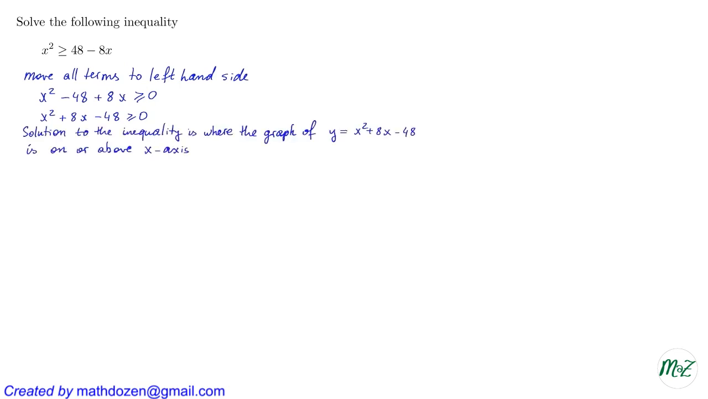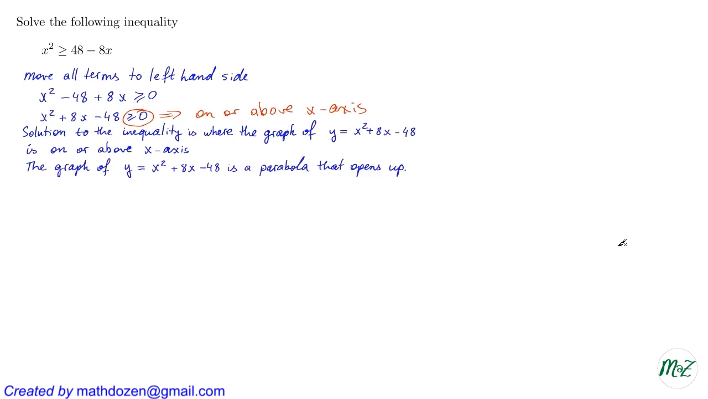And so we take the graphing approach, and since we have the greater than or equal to 0 sign, it means that the graph should be on or above the x-axis. I'm talking about the graph of y equals x squared plus 8x minus 48. The graph of that function is a parabola that opens up. It opens up because the x squared coefficient is positive. The x squared coefficient is positive 1.